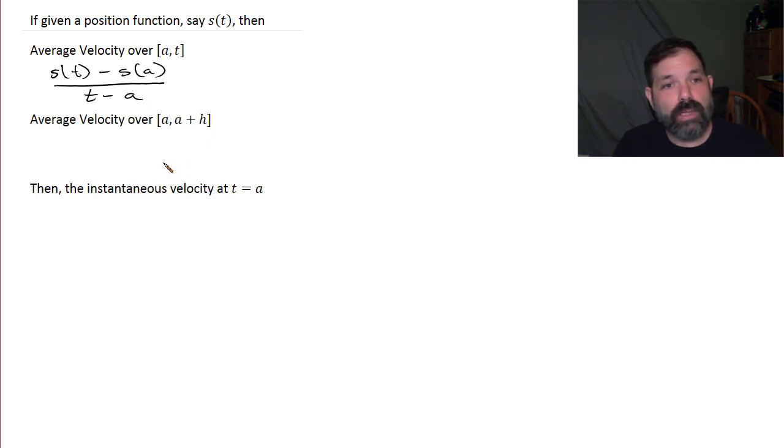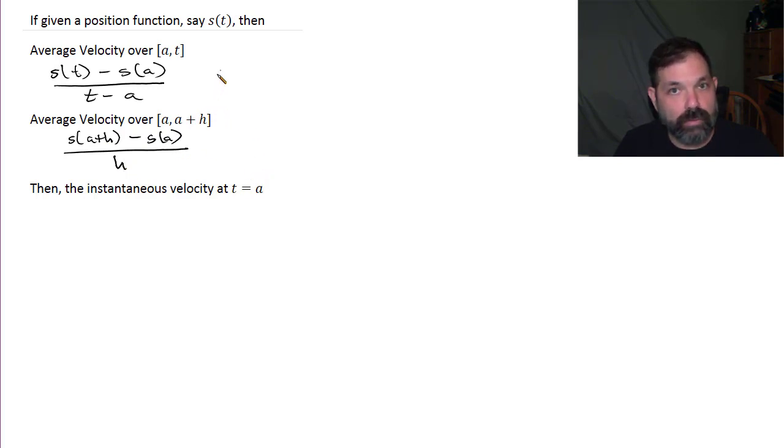The average velocity over the interval a to a plus h. Hey, that's similar, just a different notation. That would be s of a plus h minus s of a over h. And again, these are average rates of change. Then if we wanted the instantaneous velocity, we would use a limiting process.